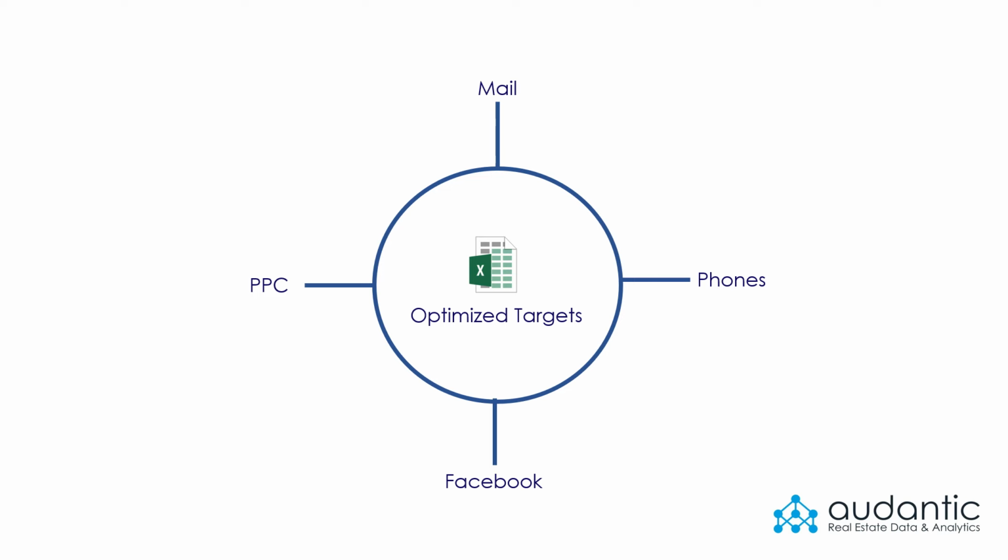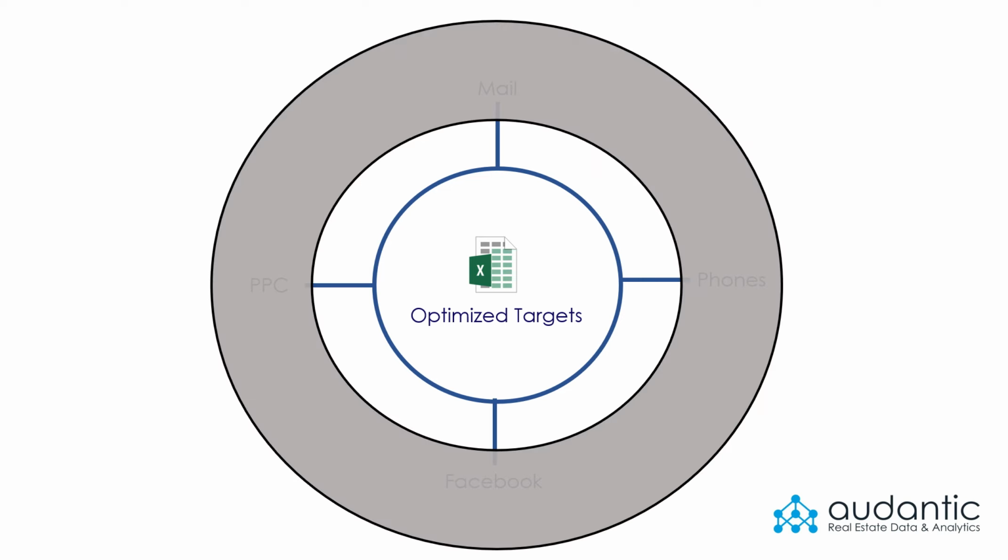It doesn't really matter, because at the end of the day, if you think of it as a wheel, the targeting is the hub of that wheel. It's the core, it's the most important thing. But from that, you can do your mail, your phone, Facebook, pay-per-click, whatever. Those are all spokes, but the hub of the wheel is the targeting. And that's exactly what predictive modeling does for us.